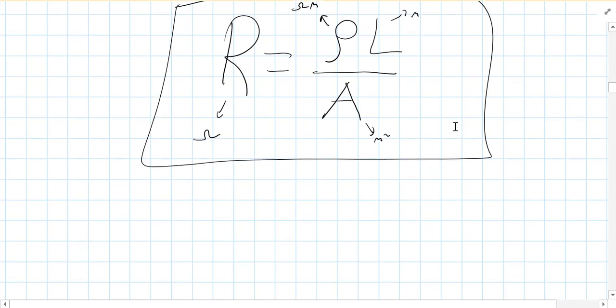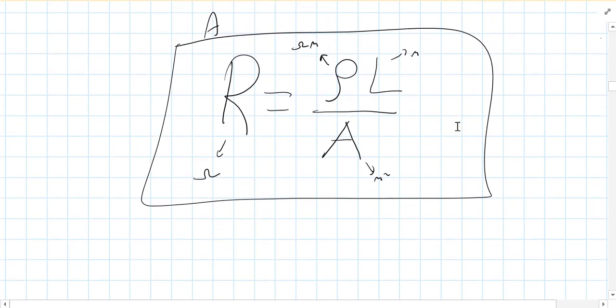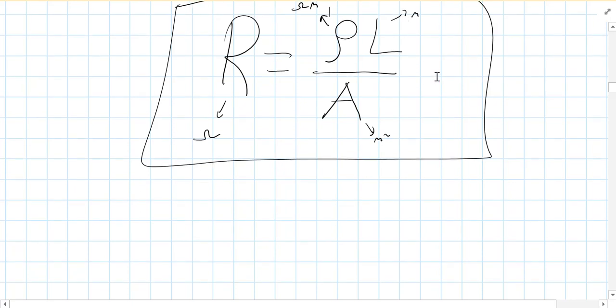Now, some kinds of questions we'll ask you. We'll ask you a couple of plug-and-chug questions, where you just plug in and get a number. Make sure your area is in meters squared and your length is in meters when you do that. But more conceptual type questions are the following.